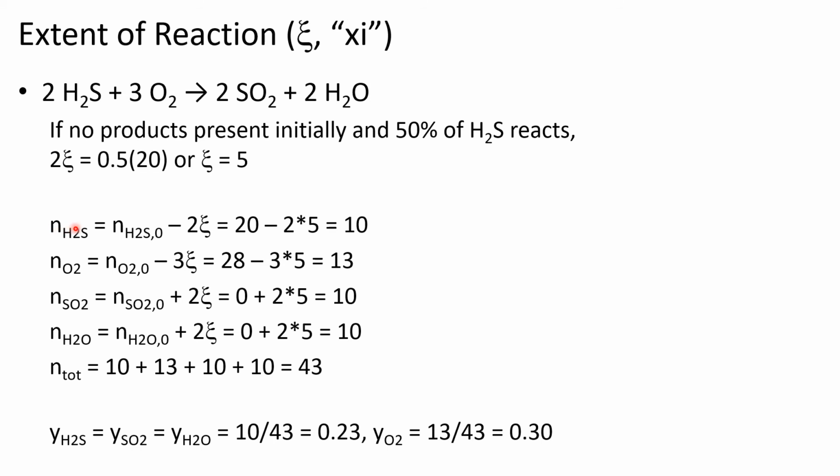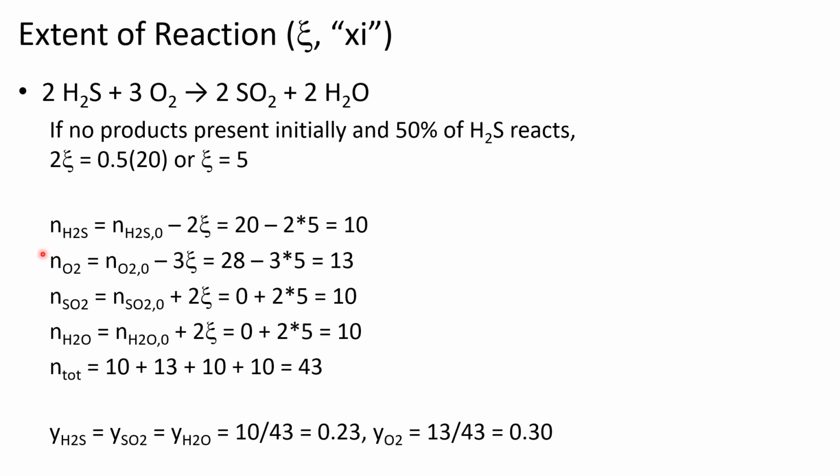The amount of H2S that exits is the amount that enters. We'll use a minus because it's a reactant. The stoichiometric coefficient for H2S, which is 2, times the extent of reaction. Plug in the numbers, 20 entered. We subtract off 2 times the extent of reaction, which is 5. 20 minus this product, which is 10, leaves 10.